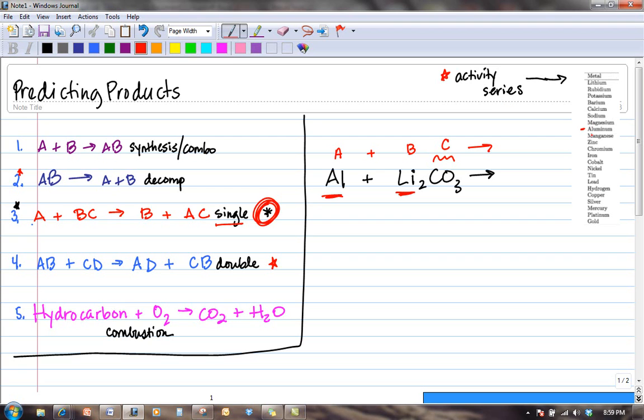Here's aluminum here, and lithium is up here at the top. So lithium is high and aluminum is low. Well, aluminum is lower on the list. It cannot remove lithium from this compound. So, regardless of what the rest of the general form is, my answer to this is no reaction. Because aluminum can't remove lithium, you're not going to have a rearrangement of atoms, and you won't have any new compounds on the product side. You can't even balance it.